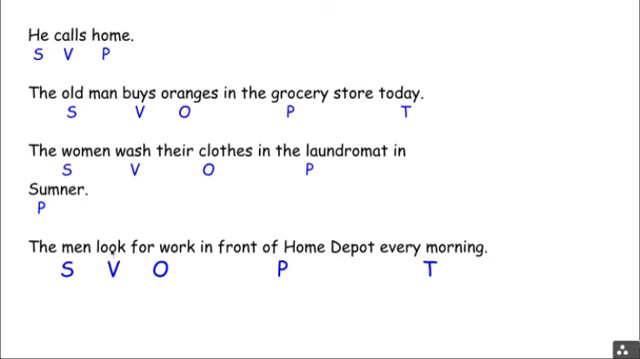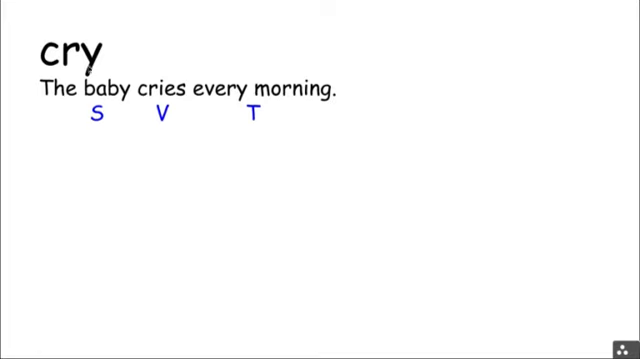Let's look at this one. The men look for work in front of Home Depot every morning. The men, my subject. Look is my verb. Well, what do they look for? They look for work. So that becomes my object. In front of Home Depot. That becomes my place. And every morning, time. Cry. Let's look at the verb cry. I can say the baby cries every morning. The baby is my subject. Cries is my verb. Every morning is my time.